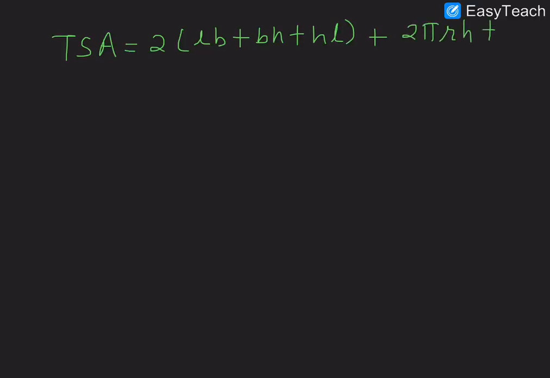Next we have to find the surface area. So to find the surface area, it is the bat, so 2 times of LB plus BH plus HL, plus surface area of cylinder 2 pi r h, plus the top of the cylinder, as you can see from here, the top part pi r square. Now when you see the top of the bat, then this pi r square will be removed, so minus pi r square.